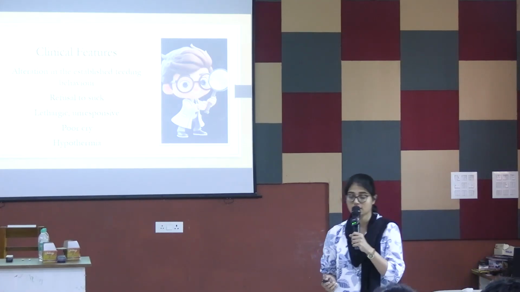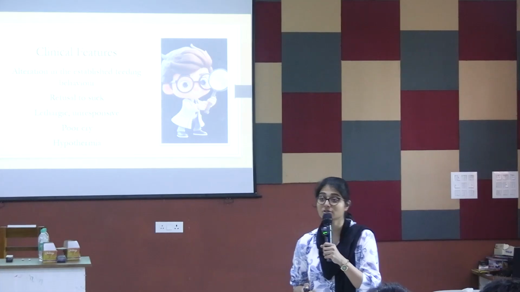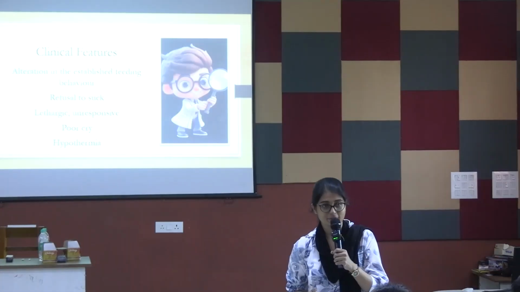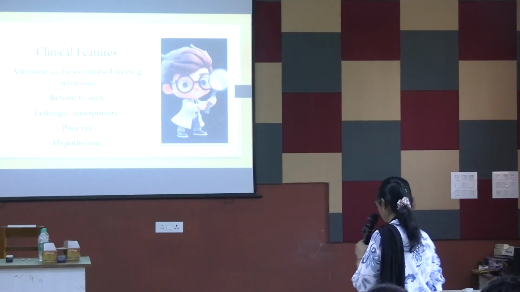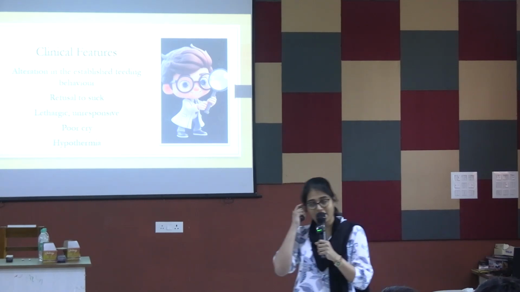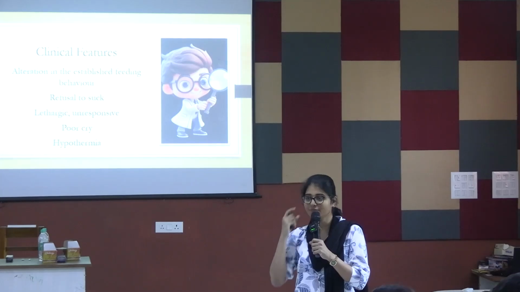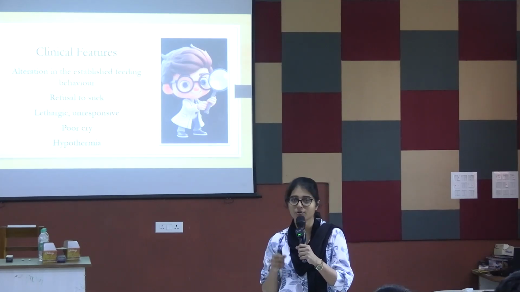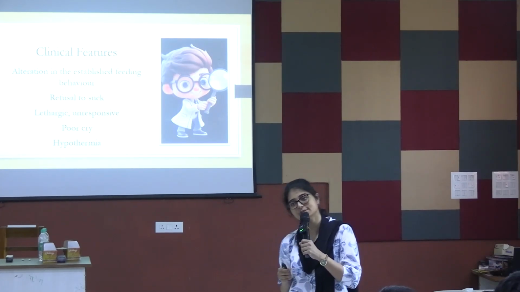Temperature is less. What is the normal temperature range of a newborn? 36.5 to 37.5. Okay. So hypothermia indicates sepsis. Hyperthermia will also indicate sepsis, that is fever. But in a newborn, if the temperature is less, there is hypothermia. That is also an indicator of sepsis.